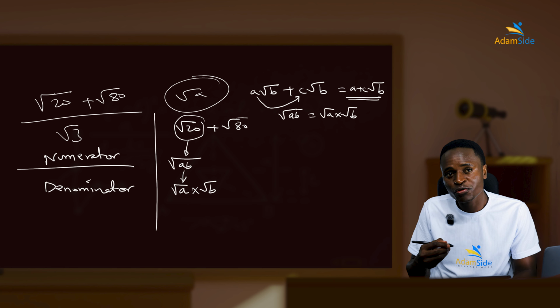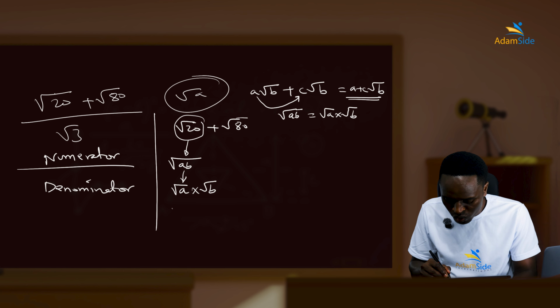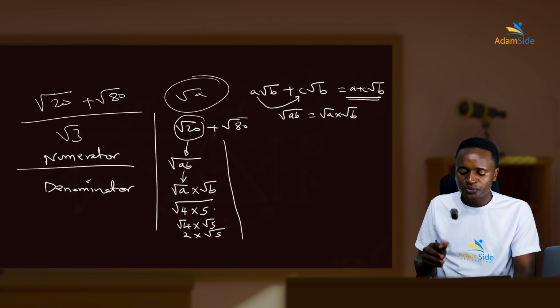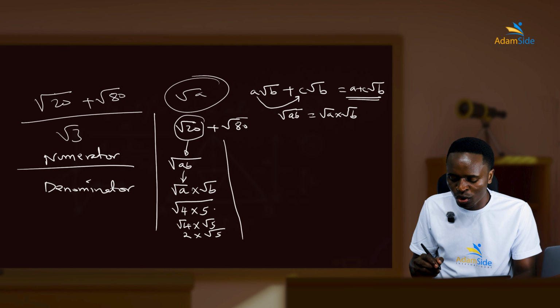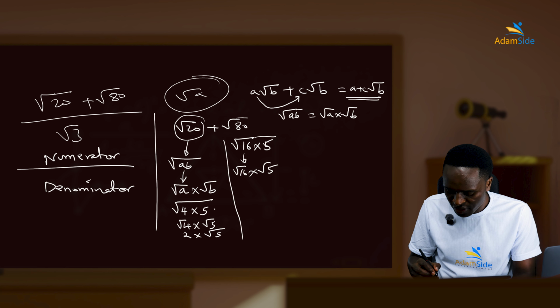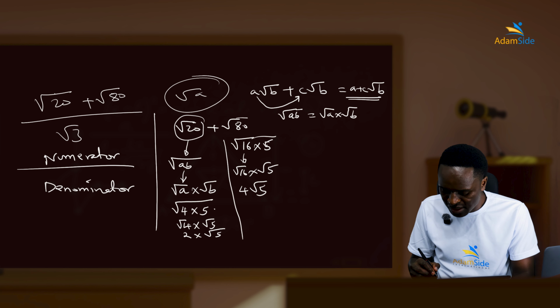We are able to find the square root of 4. So 20 is the same as 4 times 5. This can be written as the square root of 4 times the square root of 5. The square root of 4 is 2, so we get 2 root 5. On the other side, we have root 80. We need two numbers that let us get a square root. It's the same as the square root of 16 times 5, which is root 16 times root 5, which is 4 root 5. So this is the answer.